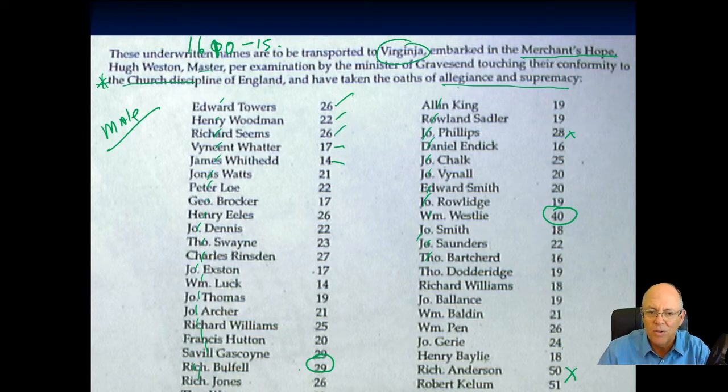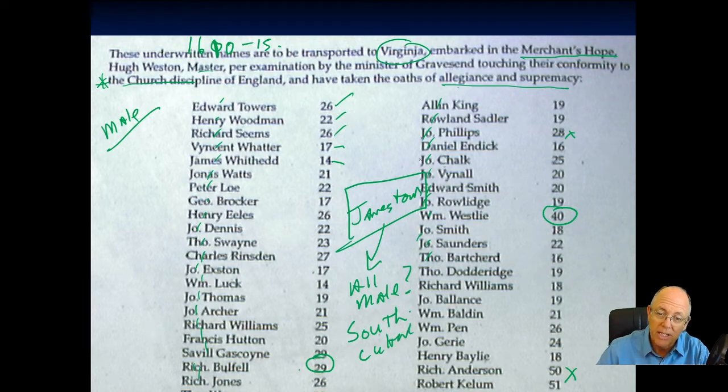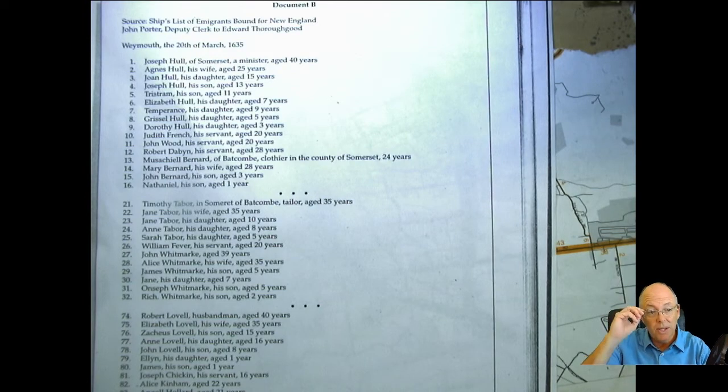Where do you think these guys are going? This is probably going to Jamestown. So do you think the development of Jamestown will be different because it's all male? And the answer is yes. That's why the South will have this pattern in the very beginning. And they're going to have a culture. And all that relates to the S, the social aspects of Jamestown. Do you get it? Mostly males, and the culture is going to be different. This one, on the other hand, take a look at this one.